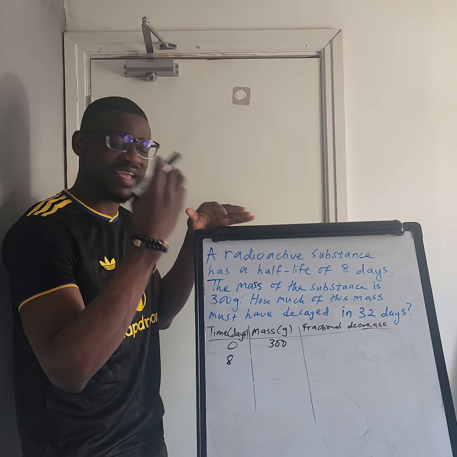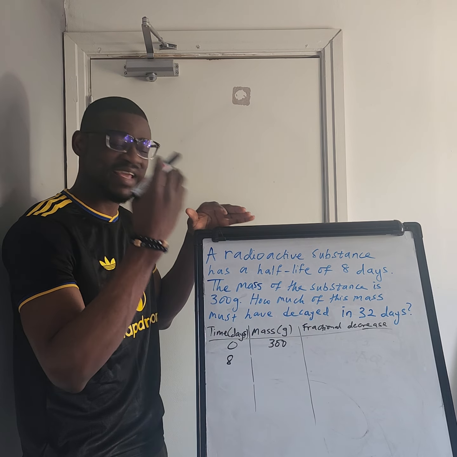You notice what I've done? I've reduced the original value to 150 because it has a half-life of 8 days. That means after every 8 days, it reduces by half. I'm no longer using 300 as my initial mass. I'm now using 150 because I've decreased it after the first 8 days. Then the second 8 days means 8 plus 8. That will give us what? 16 days now. Have you seen it now? After another 8 days, which means 8 plus 8, which is 16, it will also drop by half. That means I'm going to decrease 150 by half. And that will give me 75. What is the fraction applied? 1/2.